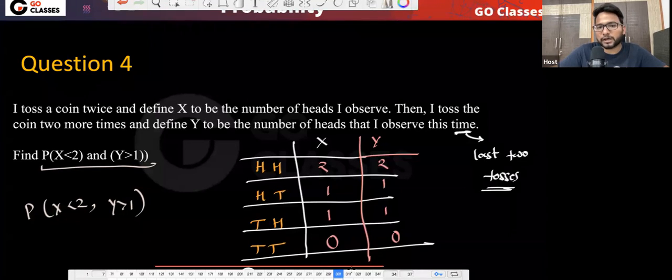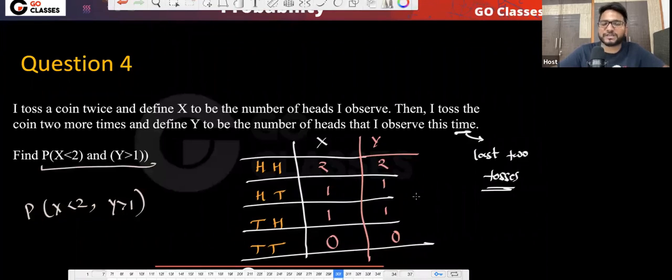What is the use of tossing it again? Okay, you are asking what is the use of tossing it again. What is the use of tossing it the first time? There is no use. It is just a question. They are just having some experiment, and then they want to calculate something.